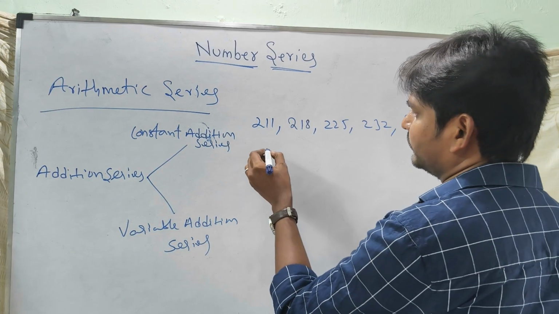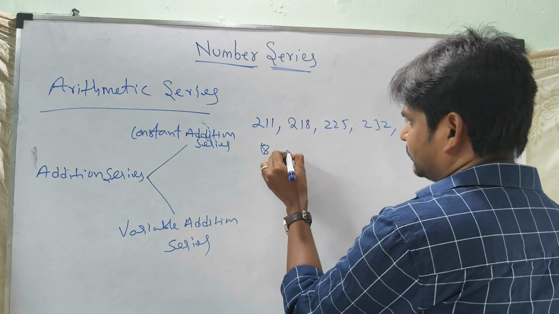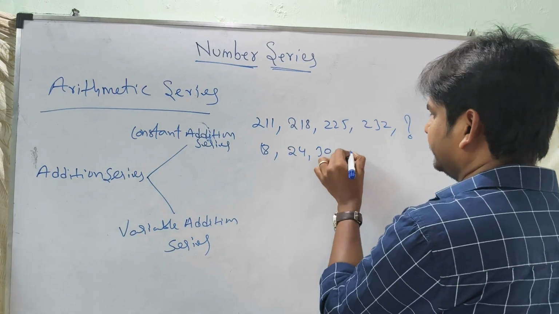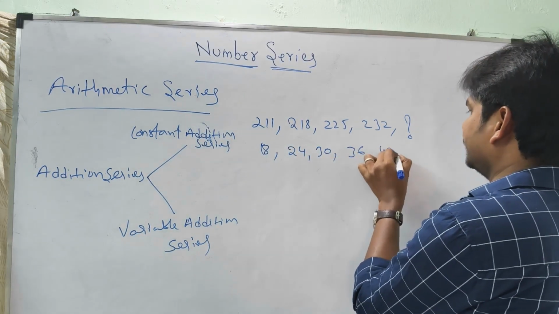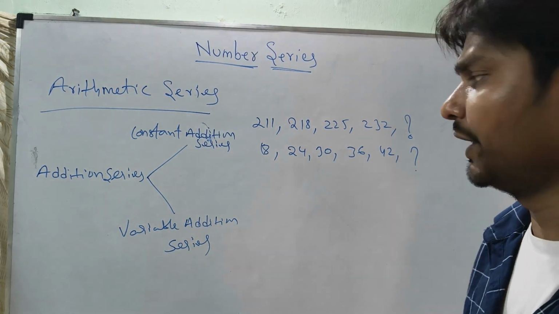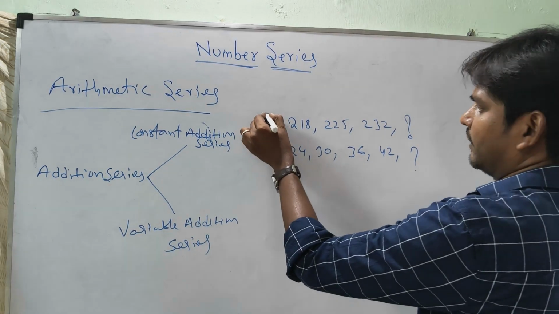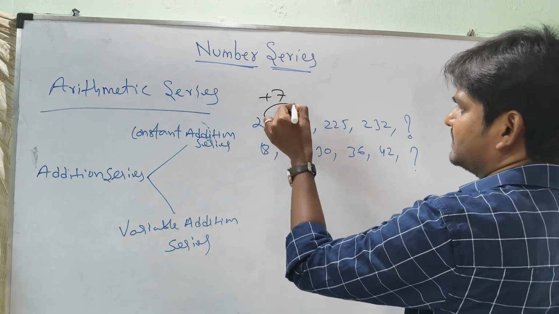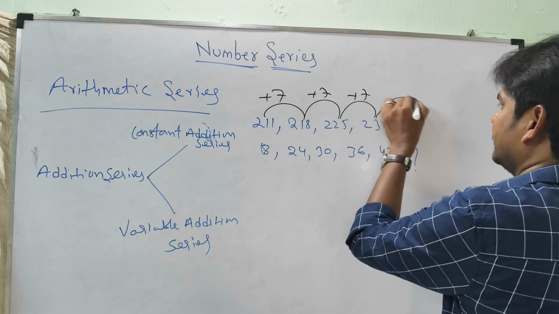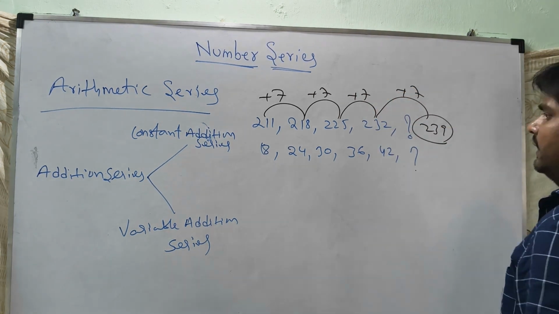One more example also I'll give you. Now 18, 24, 30, 36, 42. What next? So these two examples I gave you. Now try to find the solutions for these. See here, 211 to 218 adding by 7. Here also adding by 7. Here also adding by 7. Next would also be adding by 7. You will get 239. Correct?